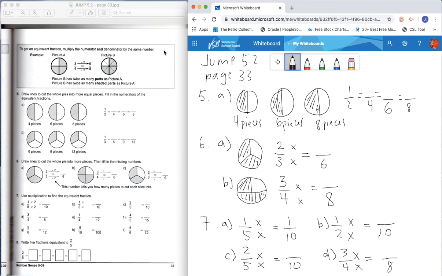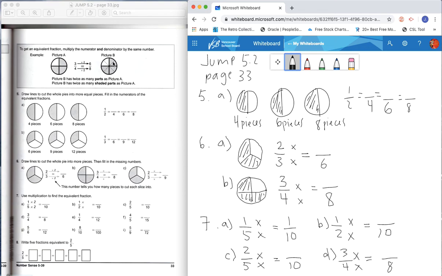Alright, let's look at the top box on page 33. It says to get an equivalent fraction, multiply the numerator and denominator by the same number. So picture A has 3 parts shaded out of a possible 4, so it's 3/4 equals something.